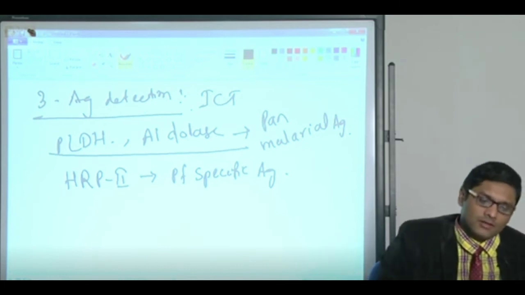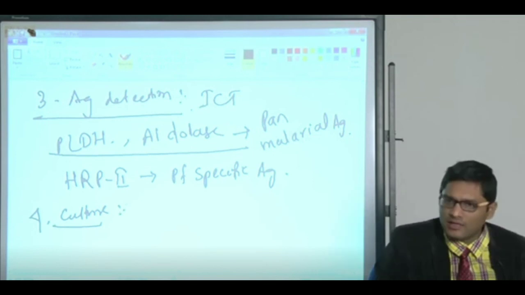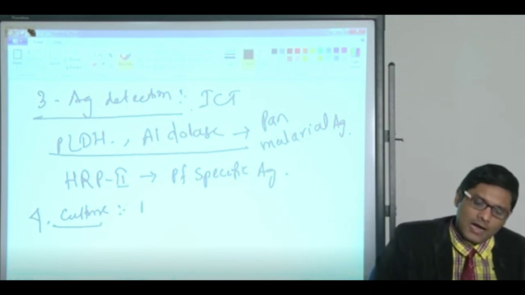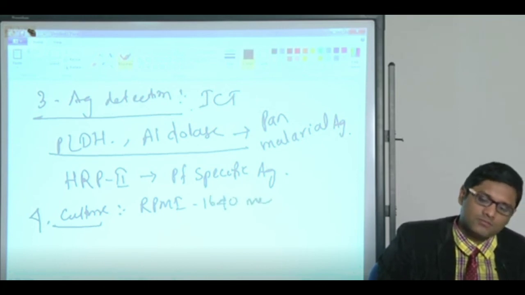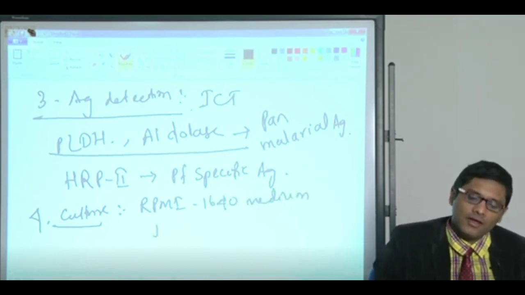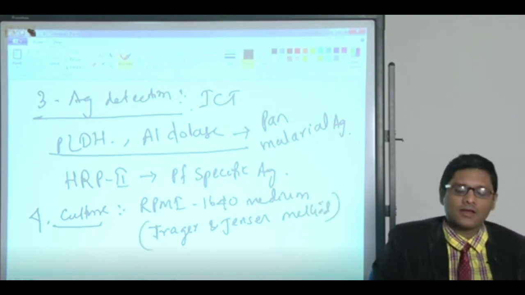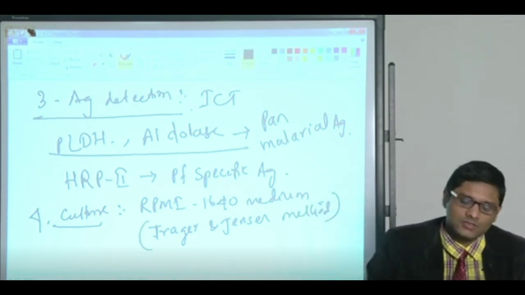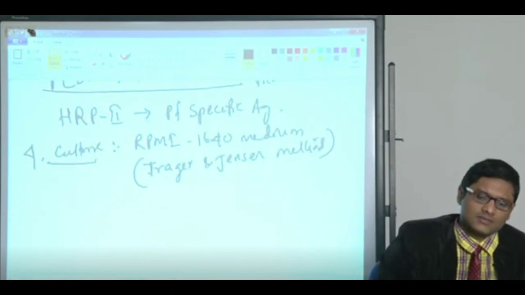Okay. Then culture, it is not done routinely, it is done only in the research center. RPMI 1640 medium is used, and a method called the Trager and Jensen method is followed. Trager and Jensen method is used using RPMI 1640 medium. It is not routinely done, it is done only in reference centers.